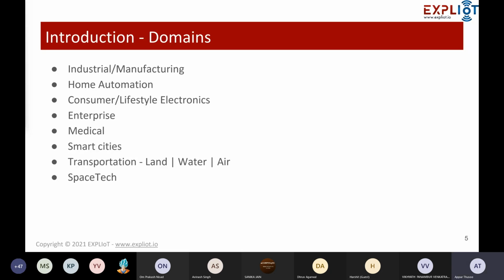A lot of enterprise devices are getting connected to the internet, for example, your CCTV cameras, your printers, gateways, and the list goes on. Medical devices: there's a huge surge, especially in the last couple of years, that we have observed, with medical devices also getting connected to the internet.